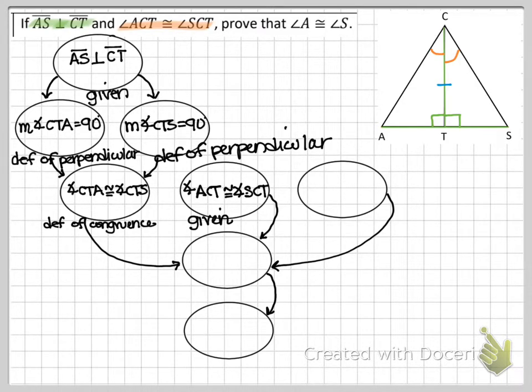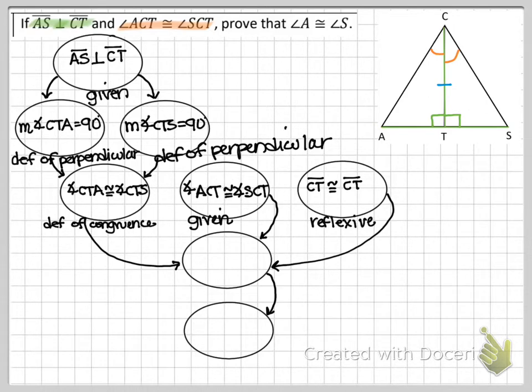So inside the other congruence bubble, again that same level here, we're going to go ahead and write that CT is congruent to itself. I know it sounds kind of funny, but we have to be able to introduce it. This is reflexive. Okay, now let's look at the picture.